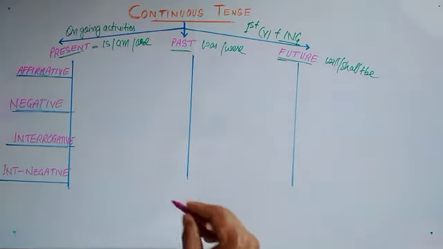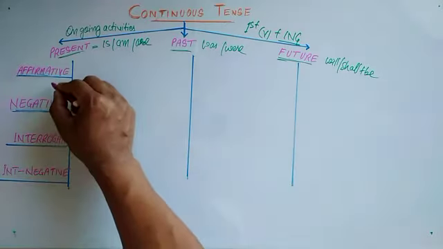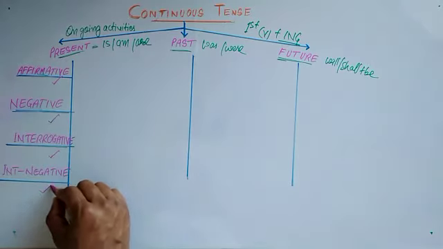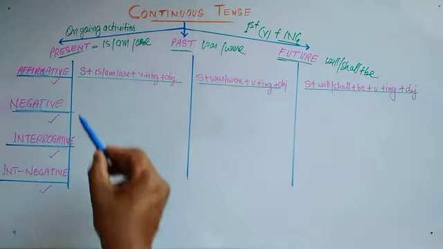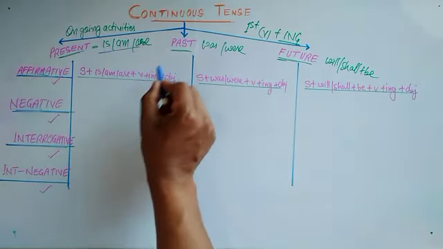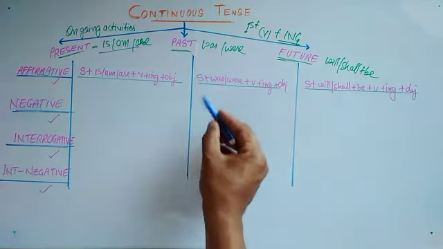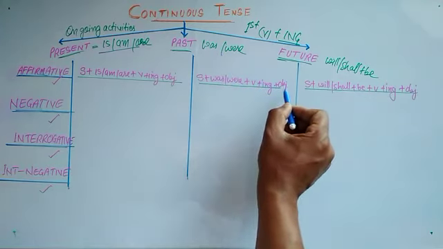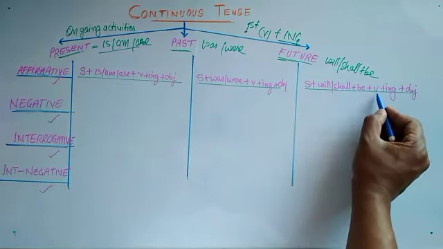Students, now let's talk about sentence structure for different kinds of sentences in continuous tense: affirmative sentence, negative sentence, interrogative sentence, interrogative cum negative sentence. In affirmative sentences we will have subject, then helping verb is, am, are, then first form verb with ing, then object, meaning the rest of the sentence. In past: subject, was, were with first form verb and ing, then object. In future: subject, will, shall with be plus first form verb with ing, then object.